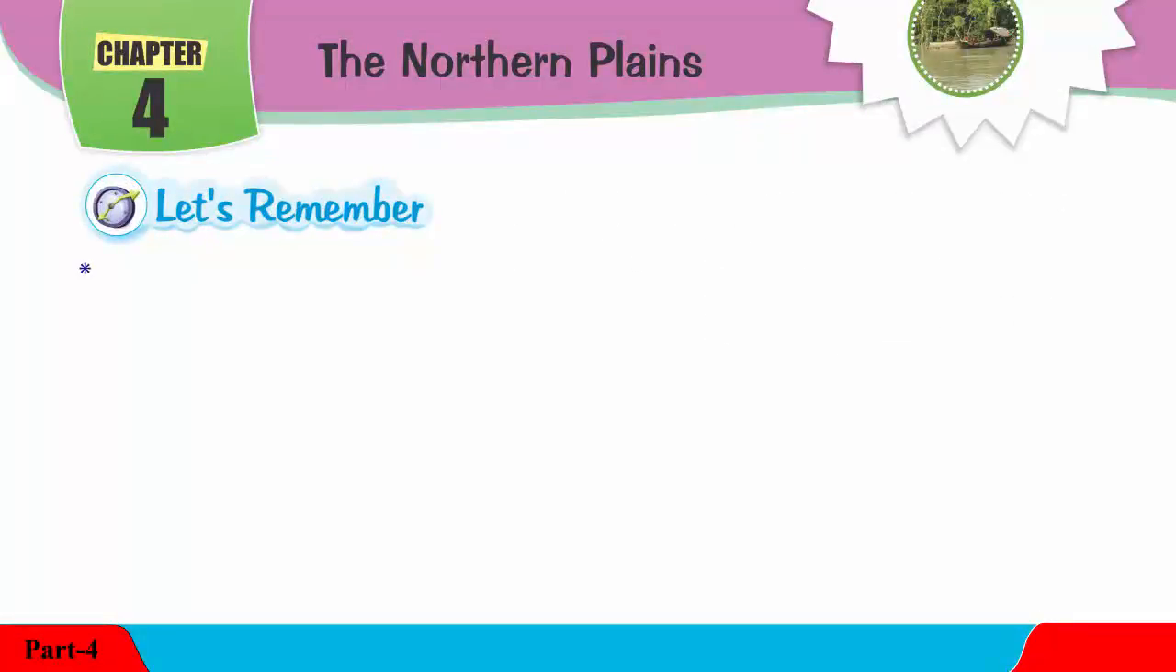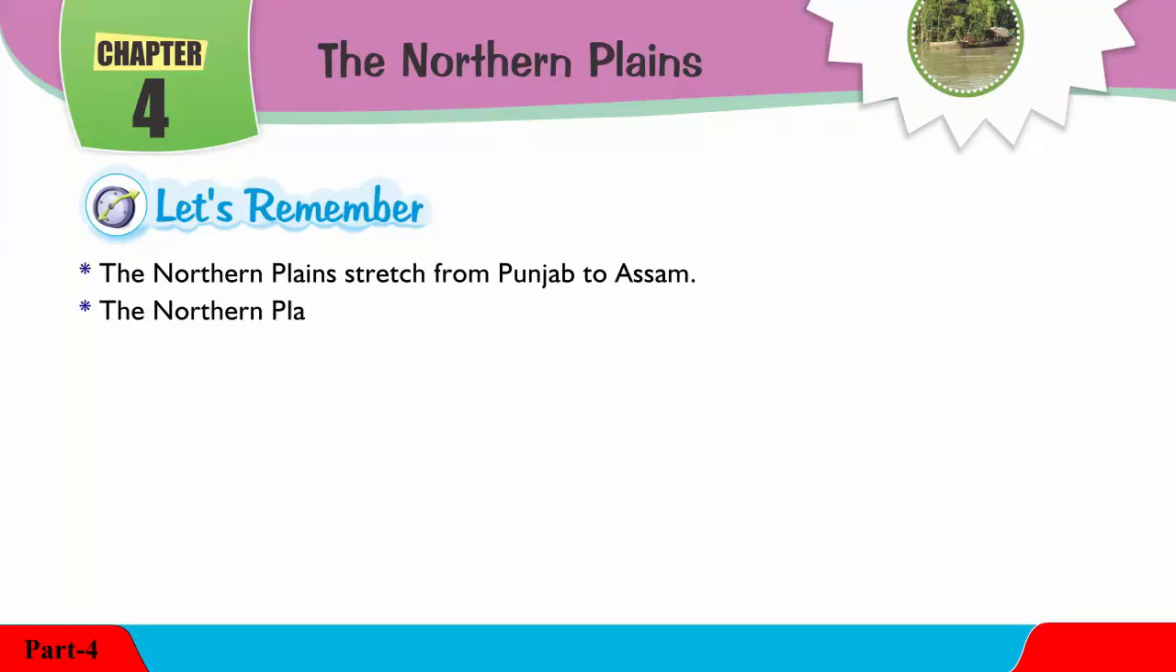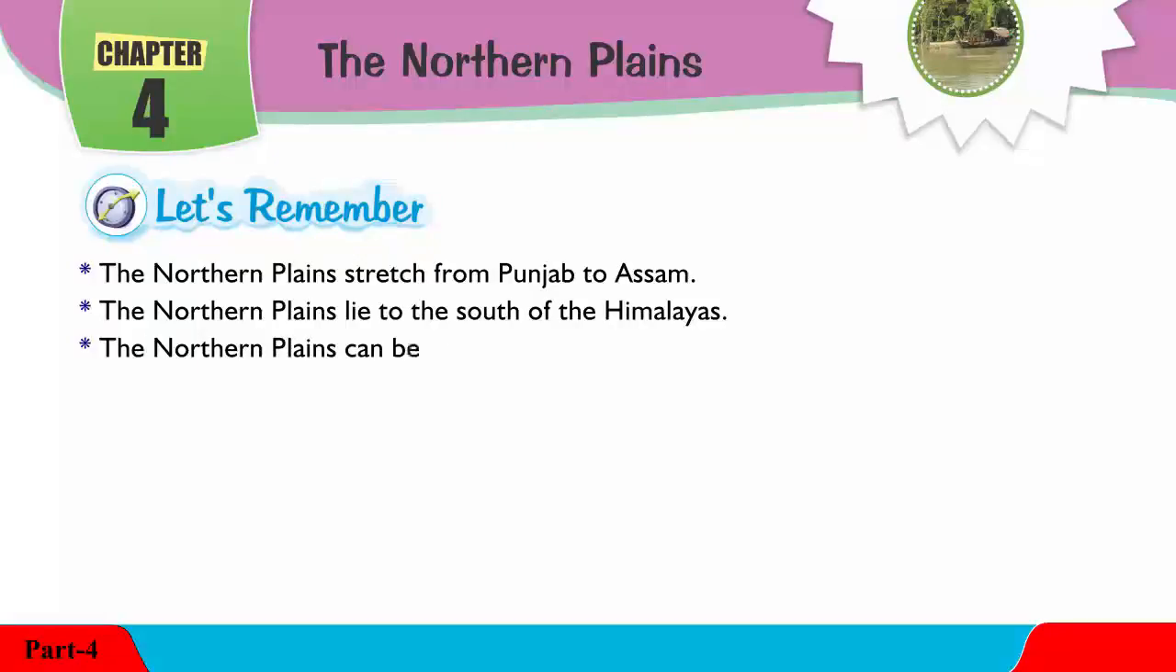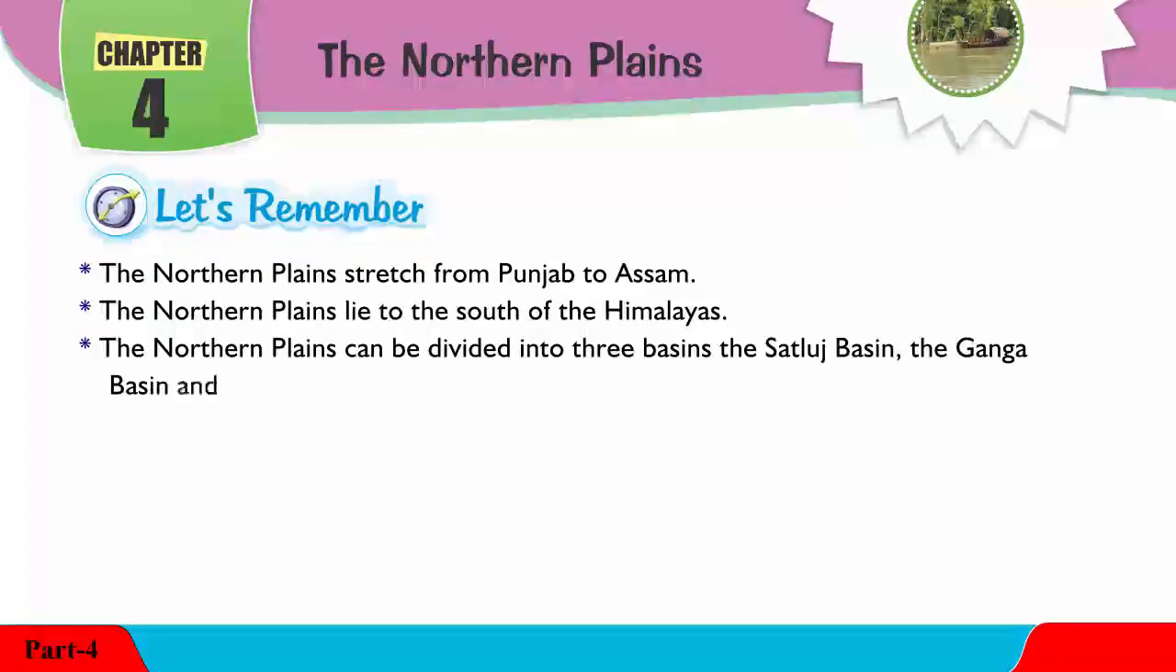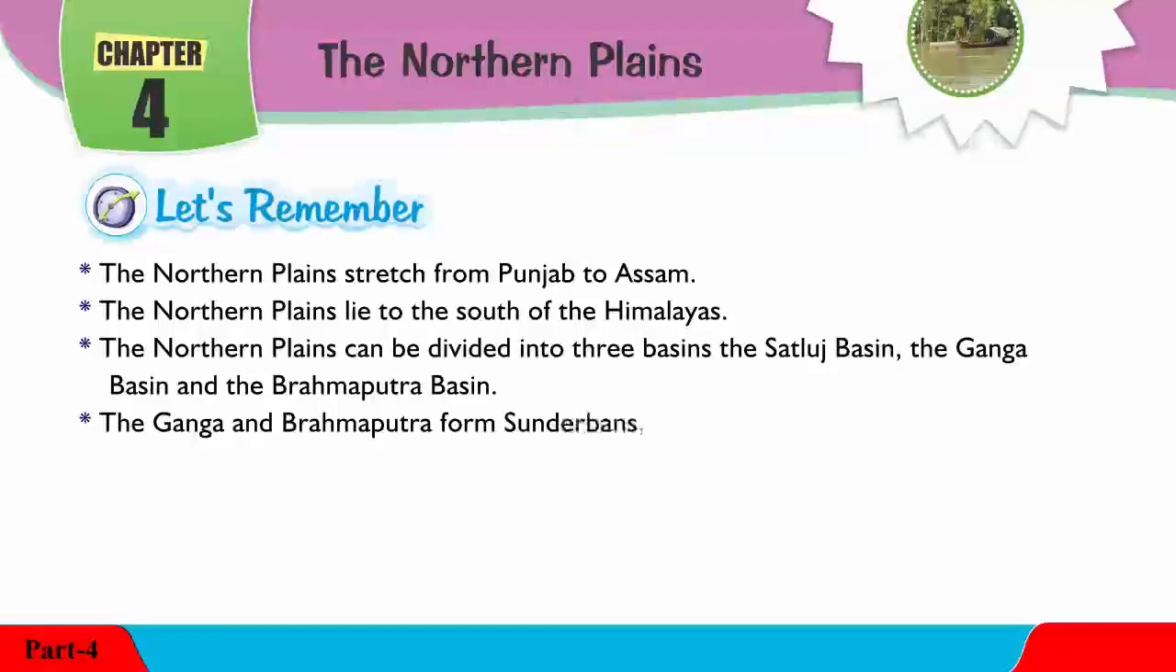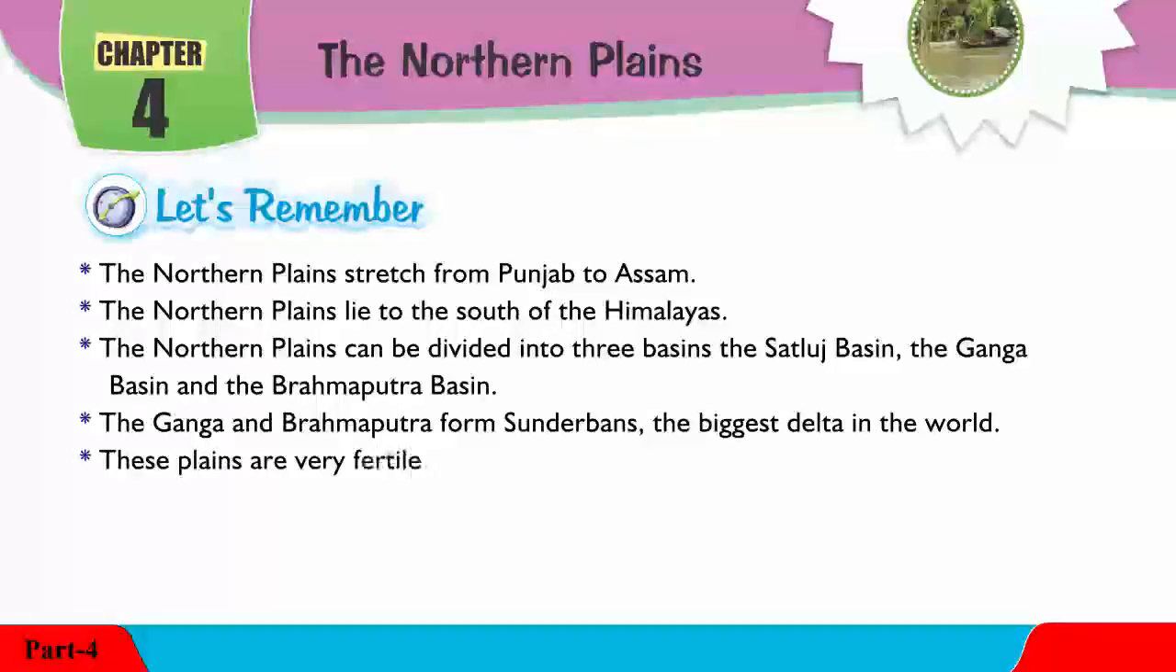Let's remember. The northern plains stretch from Punjab to Assam. The northern plains lie to the south of the Himalayas. The northern plains can be divided into three basins: the Satluj Basin, the Ganga Basin, and the Brahmaputra Basin. The Ganga and Brahmaputra form Sundarbans, the biggest delta in the world. These plains are very fertile because of alluvial soil and plenty of rainfall.